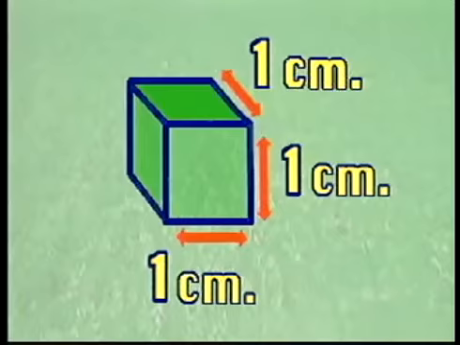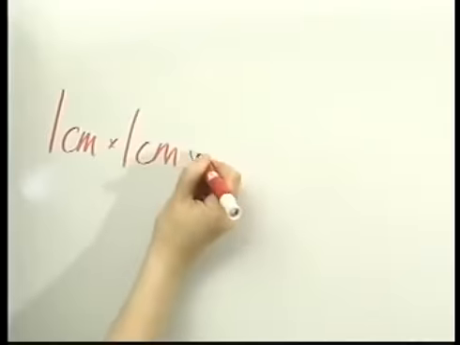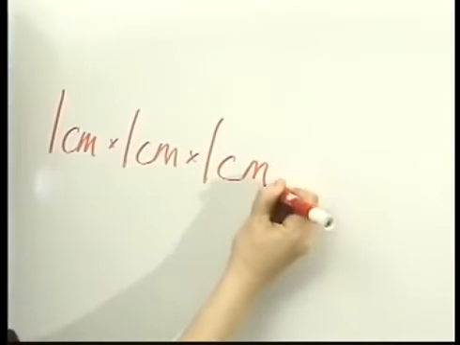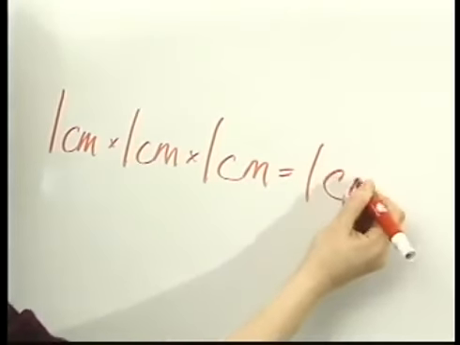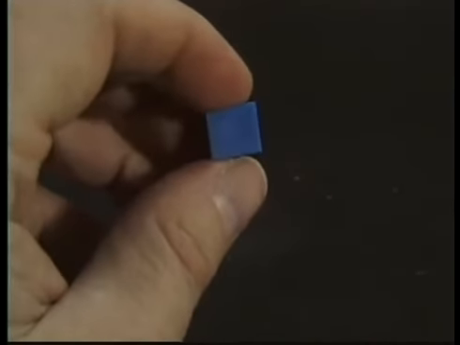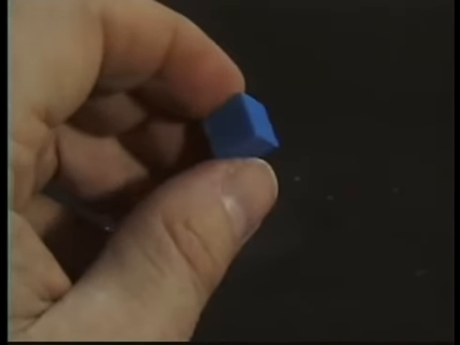To prove this, let's look at a cubic centimeter. See how its length, height, and width are 1 centimeter. If we multiply the length by the height, then by the width, we get 1 cubic centimeter. This is an actual representation of a cubic centimeter. You can see here that 1 cubic centimeter is equivalent to 1 milliliter of water.